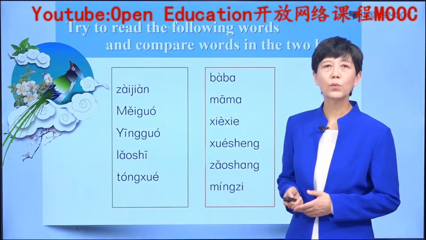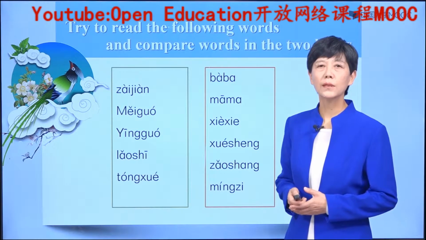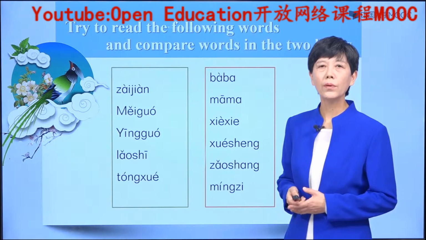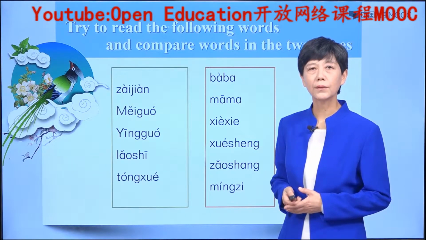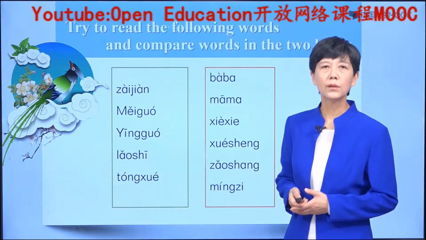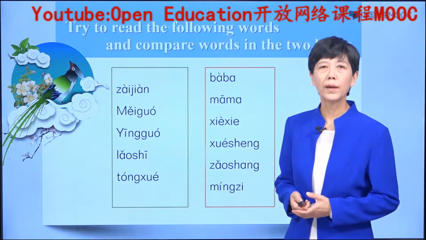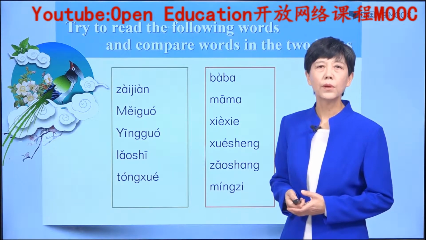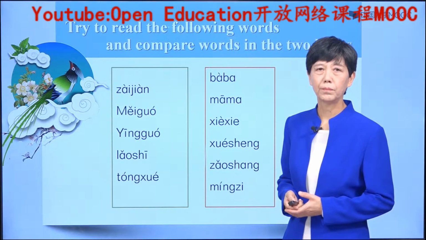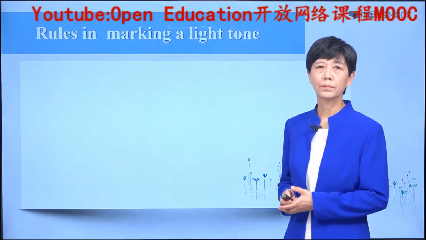If you compare the words in the 2 boxes, you will find that the words in the left box have tones on each syllable, while those in the right box do not. Have you found it? Yes. The words in the right box have syllables with tone missing. Why? That is a rule in pinyin writing based on the actual speech. You may ask, when do we mark a light tone?